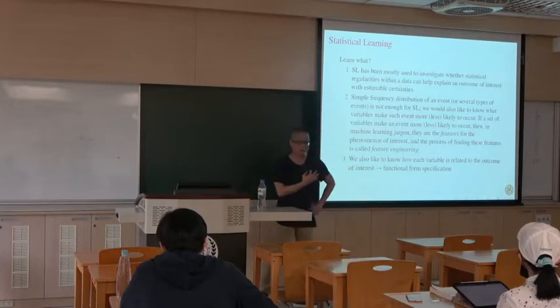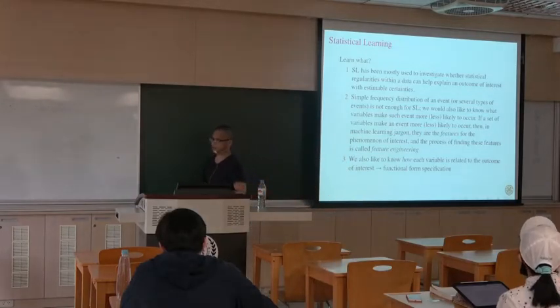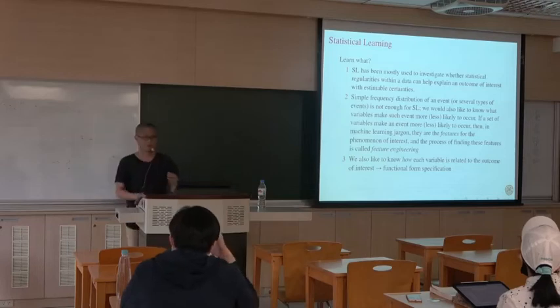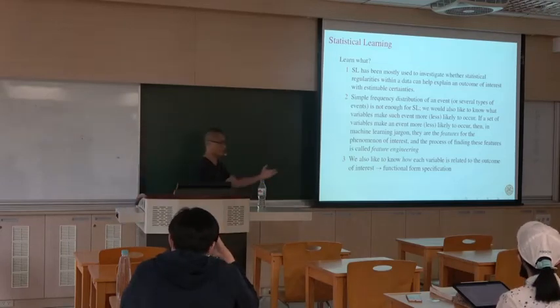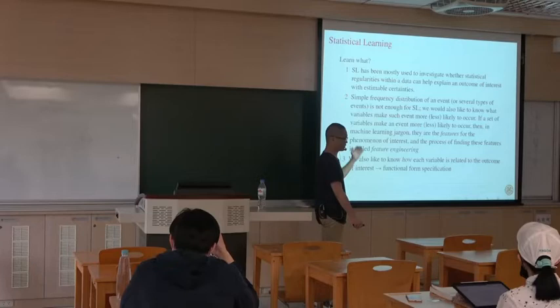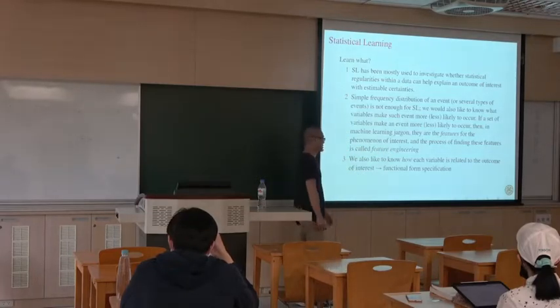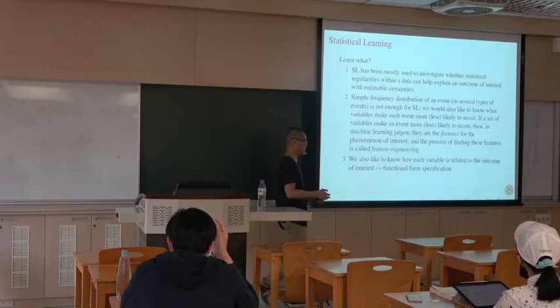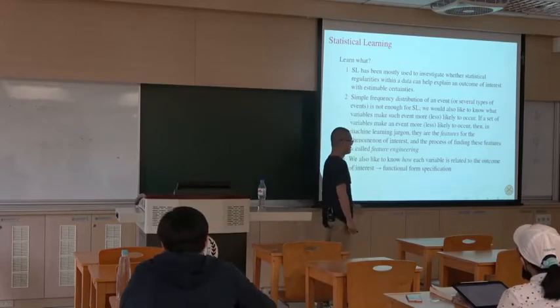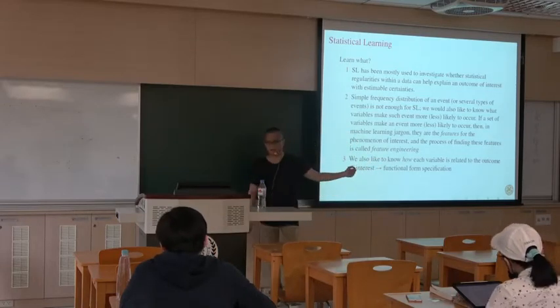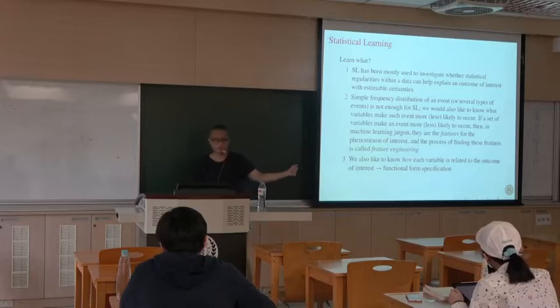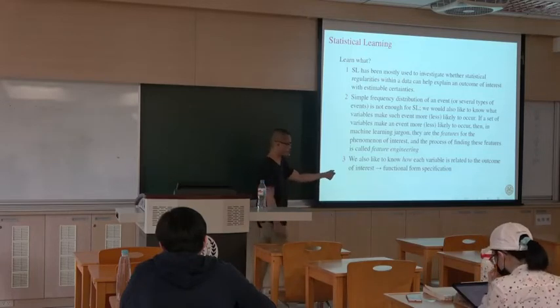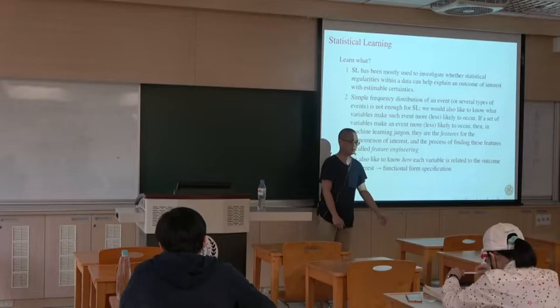So people are talking about feature engineering: how do we find an important feature of the outcome variable of interest? That's called a feature, the variable that has significance with respect to the outcome variable. And we want more than that. For example, in the week I talked about polynomials. We also want to know how each variable is related to the outcome variable of interest. And this task is called functional form specification.